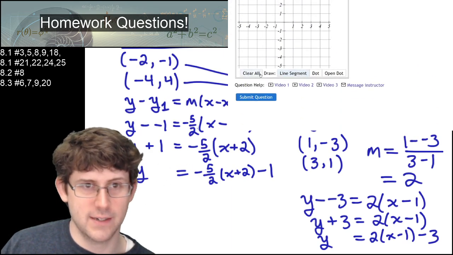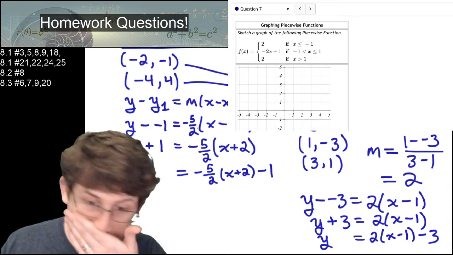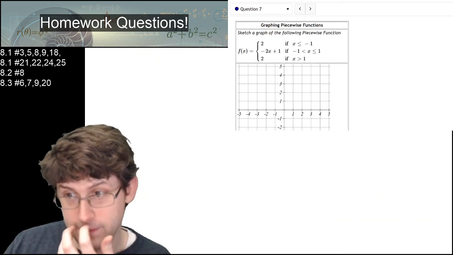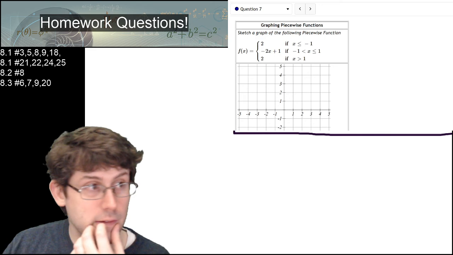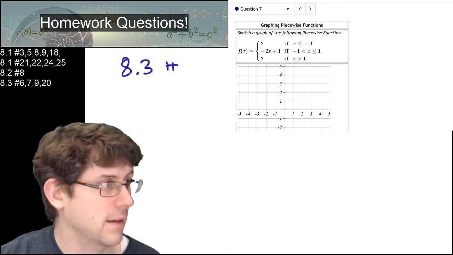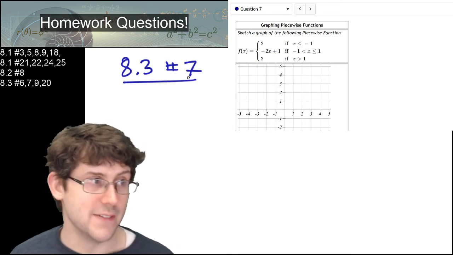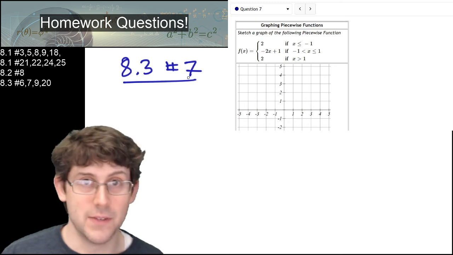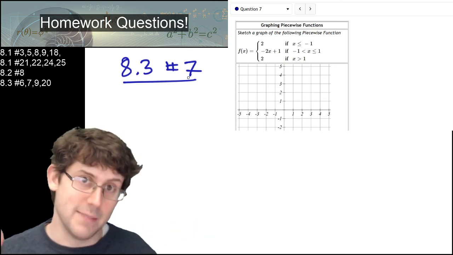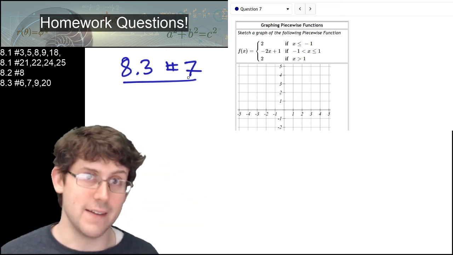Let's look at number 7. Okay, this one goes the opposite direction. Let me clear off my paper here. So this is 8.3 number 7, which is kind of the opposite direction of 8.3 number 6. Instead of showing us the graph and asking us to make equations, the problem gives us equations and asks us to draw the graph.